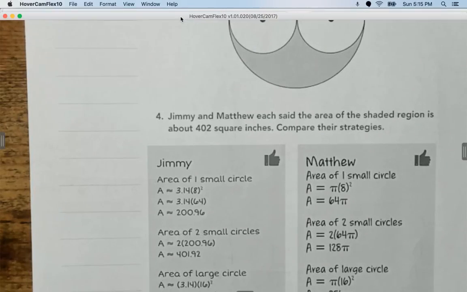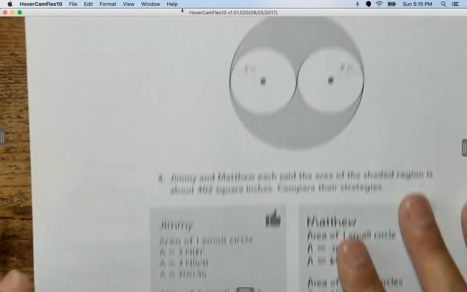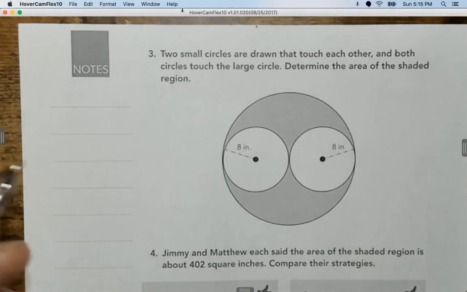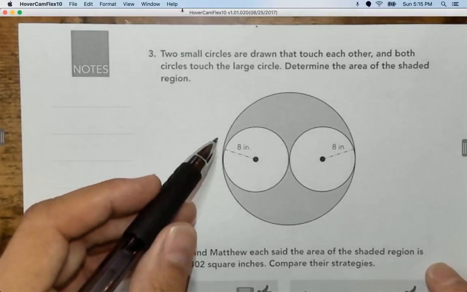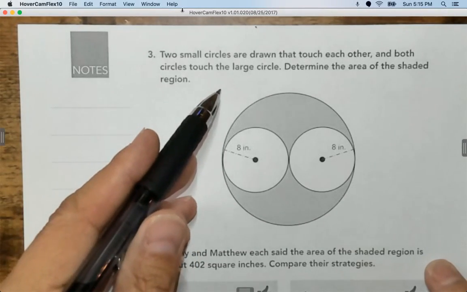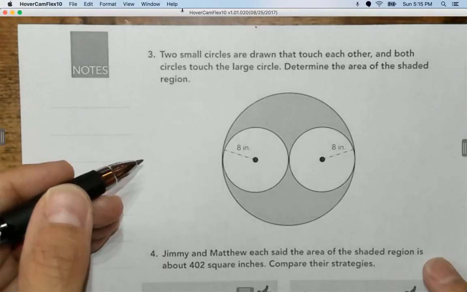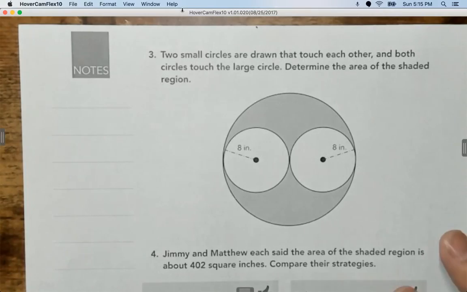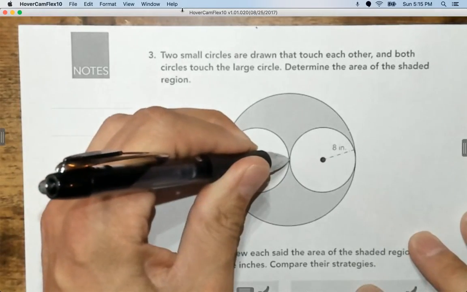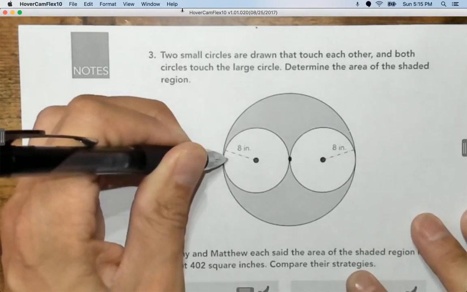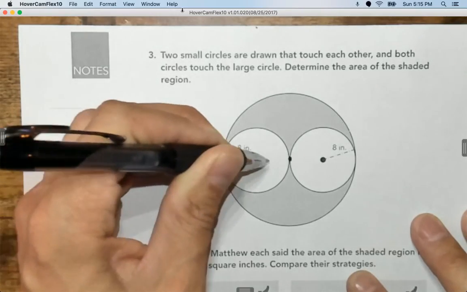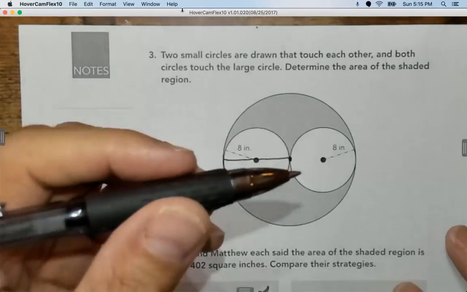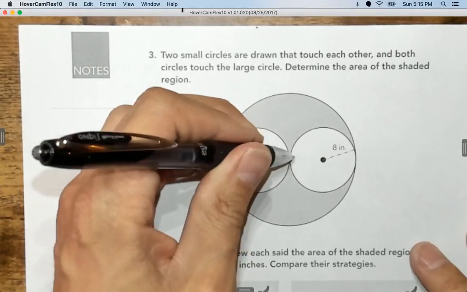All right, so on this one right here, we're working on number 3, which has 2 small circles that are drawn that touch each other, and both circles touch the large circle. Determine the area of the shaded region. Okay. The tricky part about this one to me is that we have the center right here, and if we were to go right through this, if the radius there is 8, the diameter there is 16, and that would be true of the other one as well.